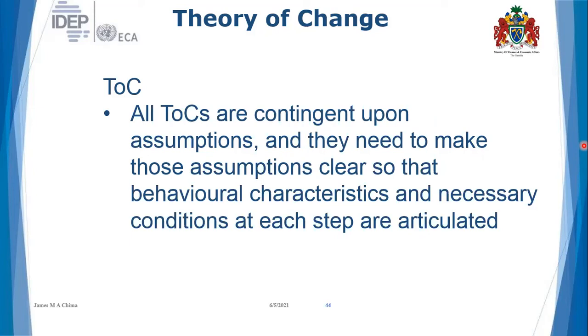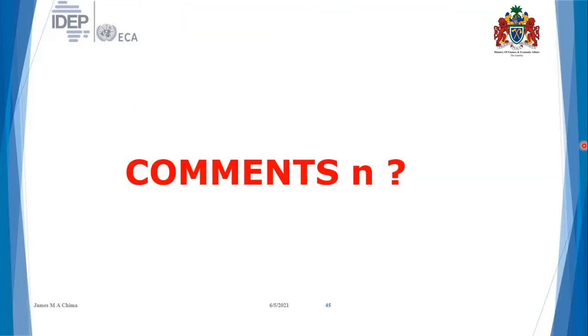So in all this, what we see is that all theories of change are contingent upon assumptions, and therefore they need to make those assumptions very clear so that the behavioral characteristics that are attached to them, as well as the necessary conditions at each step, are well articulated without any ambiguity. Any comments on theory of change? Questions?